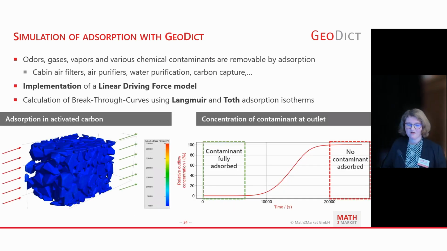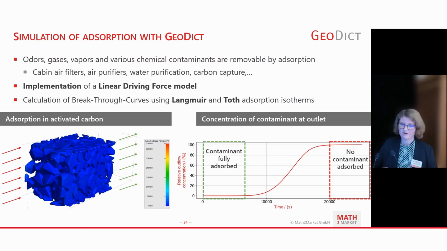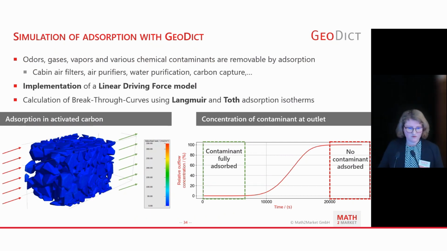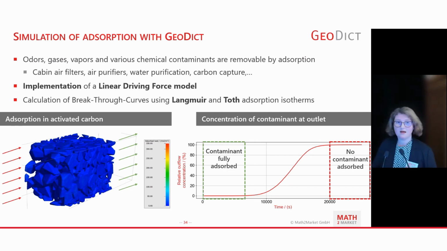Another mechanism to filter contaminants out of a medium is adsorption. So you can remove odors, gases, vapors, and various chemical contaminants. And you can use it for cabin air filters, for air purifiers, but also for water purification, for example. And in Geodik, there's a linear driving force model implemented, and you can calculate the breakthrough curve for this process.